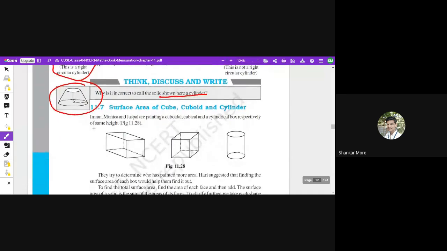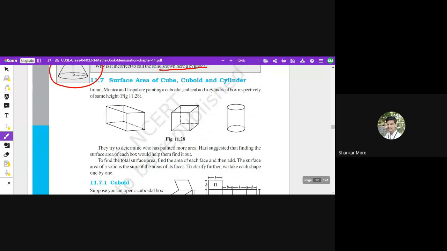Okay, so we have a valid reason for not calling this particular solid a cylinder. Okay, so let's move further. So surface area of cube, cuboid and cylinder. So now here we have to calculate the surface area.